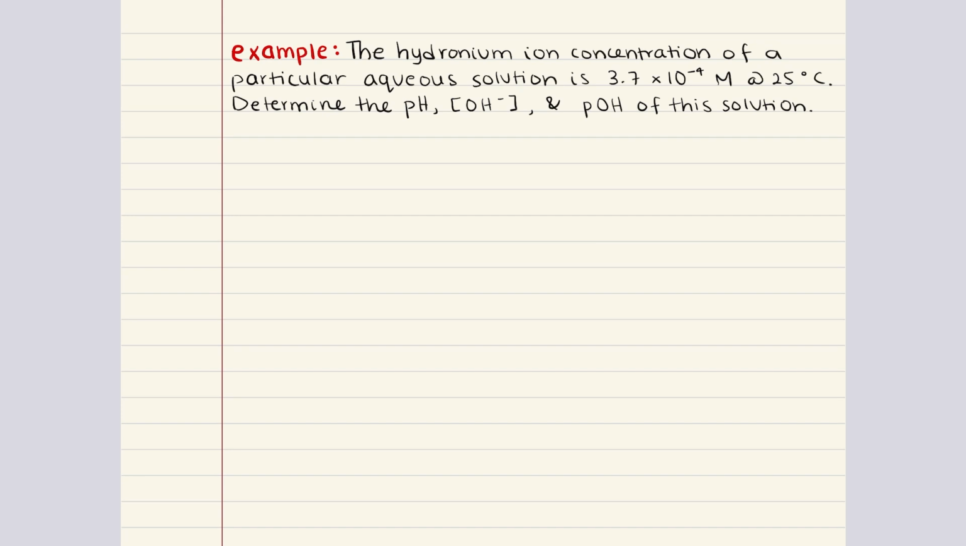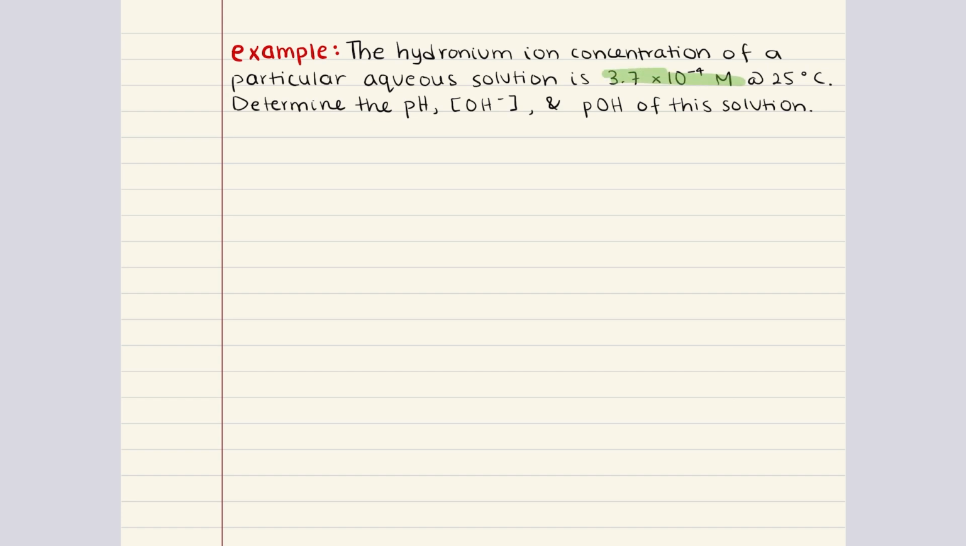This problem says the hydronium ion concentration of a particular aqueous solution is 3.7 times 10 to the minus 4 molar at 25 degrees Celsius. Determine the pH, the hydroxide ion concentration, and the pOH of this solution. Okay, wonderful. We know the concentration of hydronium ions. We're given that in the problem.